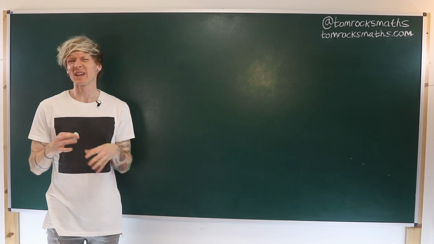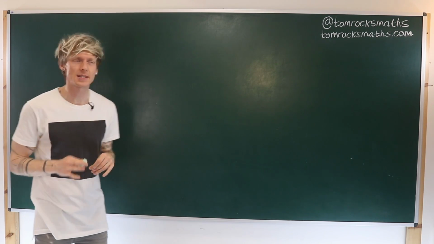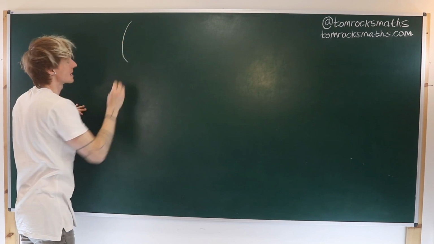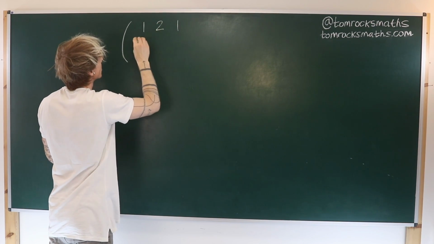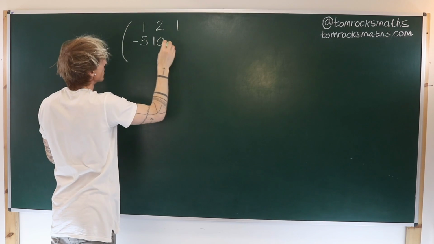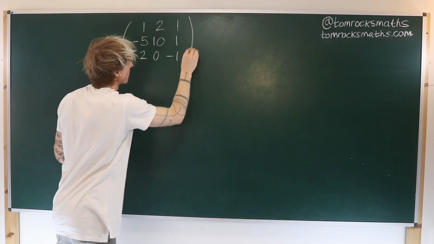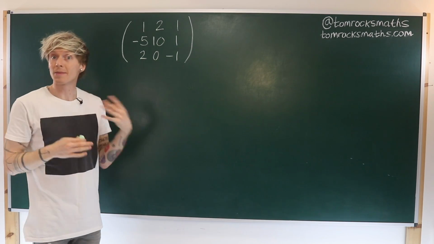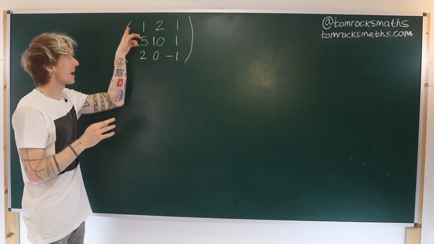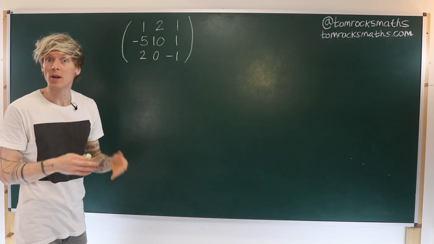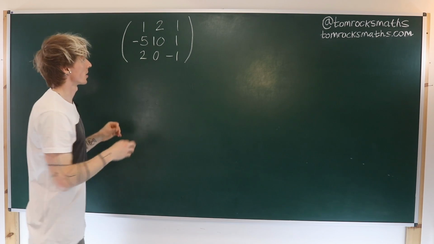Let's finish by doing an example to see how all of this works in practice. So we're going to consider the following 3 by 3 matrix. So we'll have 1, 2, 1, minus 5, 10, 1, and 2, 0, minus 1. So a standard 3 by 3 matrix, all with real entries. So first, let's expand using the first row, so this will follow that general formula that we just looked at.